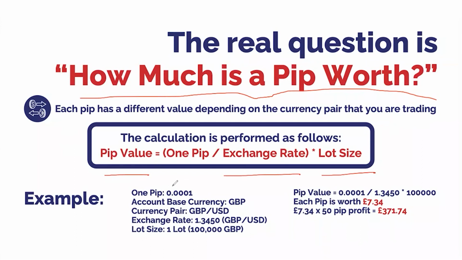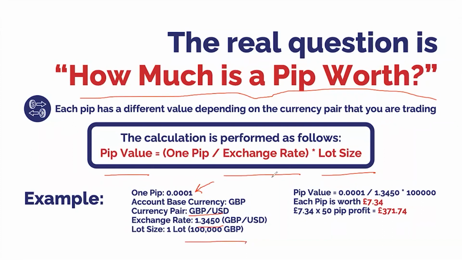Okay, so we learned in the previous slide that 1 pip is the value of the 4th decimal place. So we know that. Let's say we're using the example again, GBPUSD. And the exchange rate is 1.3450. So that's the exchange rate that we got. We're going to use 1 standard lot size, which is the equivalent of 100,000 units of base currency. So in this particular example, it's going to be £100,000 sterling, GBP.